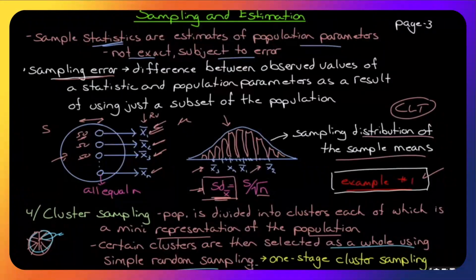So we might say, okay, well, we've divided the population into 20 clusters. Let's use a random number generator to generate 3 numbers. It might say 3, 9, and 18. We'll take cluster 3, cluster 9, and cluster 18, put them together to form our sample. That is called one-stage cluster sampling.